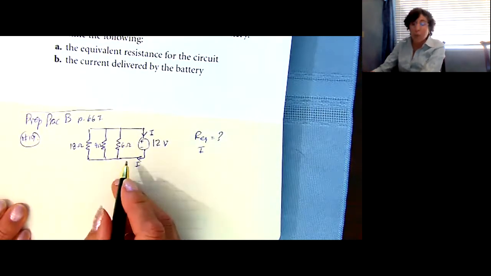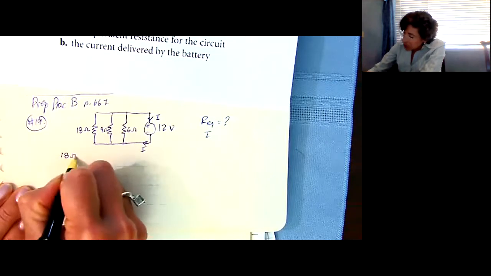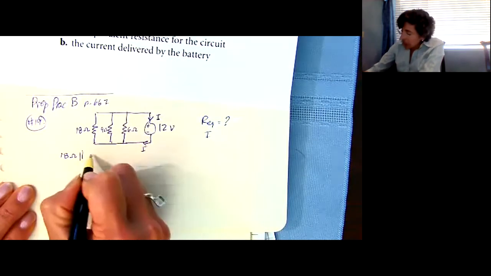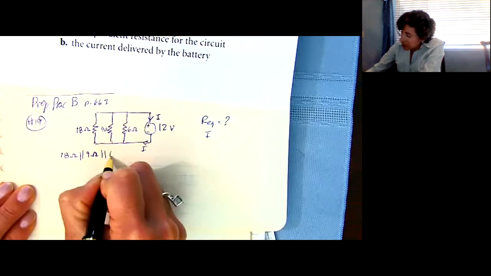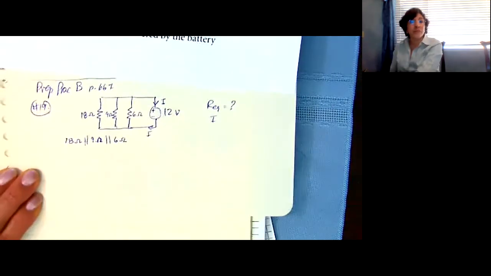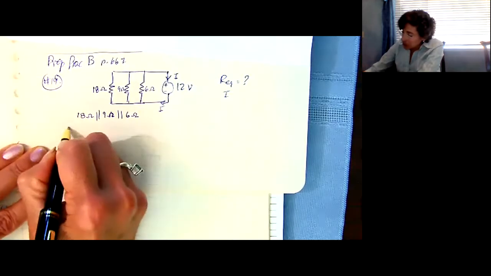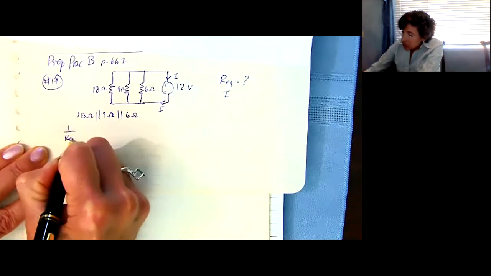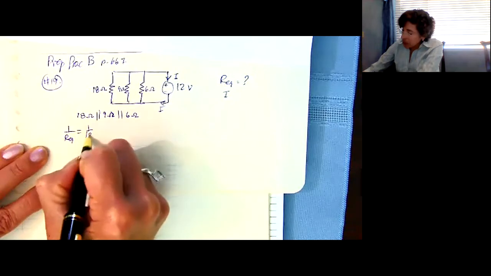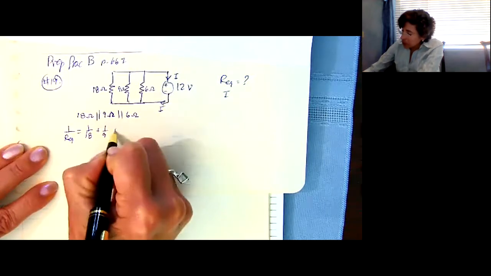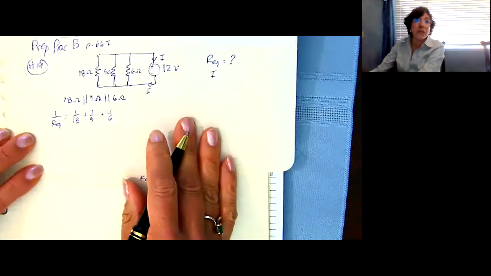We got these things in parallel. Another way to represent that is to say 18 ohms is in parallel with 9 ohms, which is in parallel with 6 ohms. So if they're all parallel to each other, I know that the inverse of the equivalent resistance is 1 over 18 plus 1 over 9 plus 1 over 6. All right, in this case, I'm not going to use my calculator.